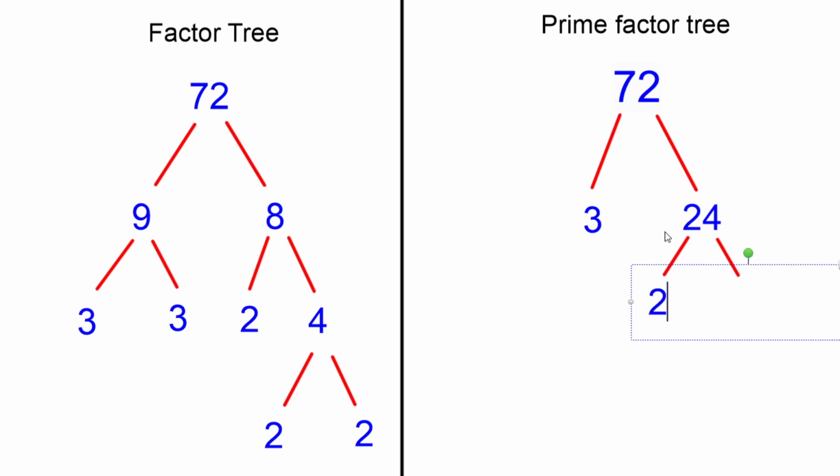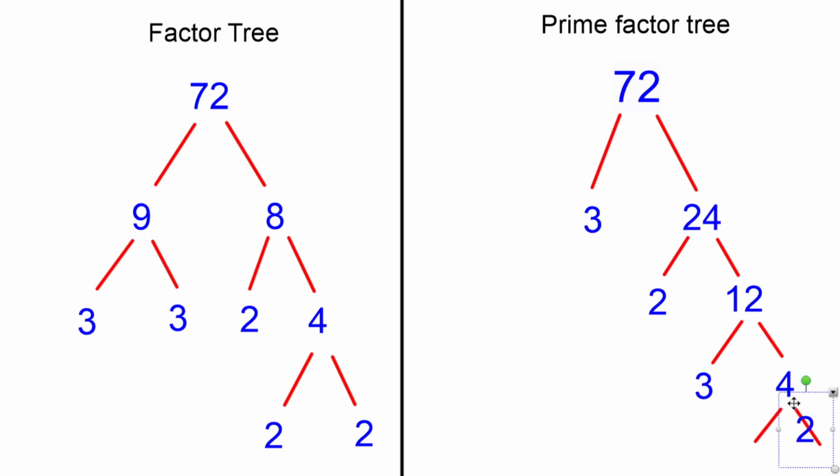So I can do 2 and 12. From 12, I can do 3 and 4. And from 4, 2 and 2. Okay, and you might be wondering why I haven't used other numbers to make 24 or 12.